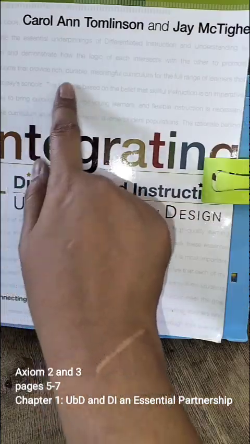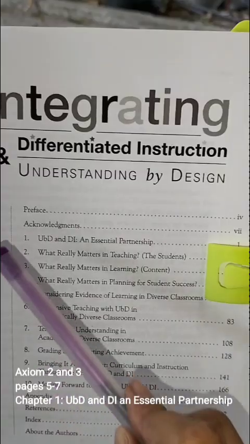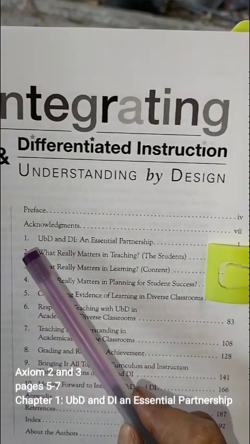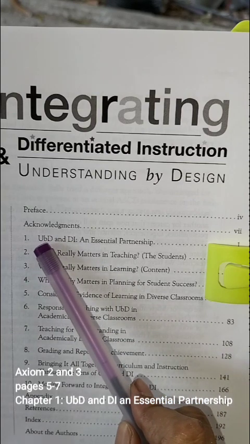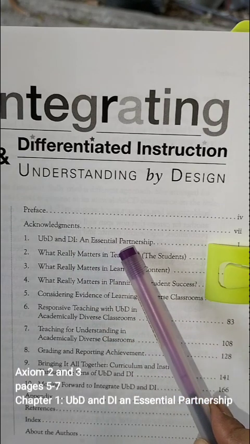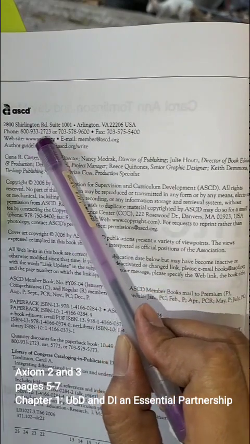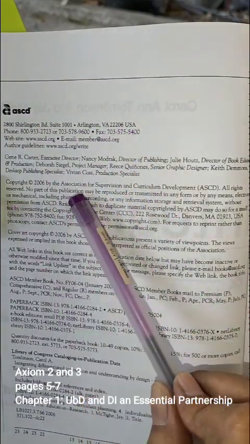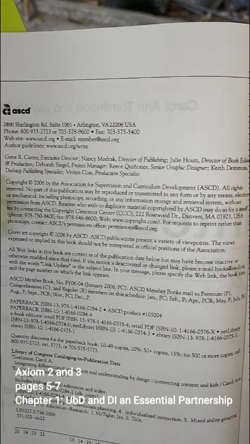I'll continue reading my book titled Integrating Differentiated Instruction and Understanding by Design. Written by Carol M. Tomlinson and J. McTighe. There are 10 chapters in this book. I will continue reading the first chapter, titled Understanding by Design and Differentiated Instruction, an Essential Partnership. This book was published by ASCD, Arlington, Virginia, Association for Supervision and Curriculum Development, in 2006.